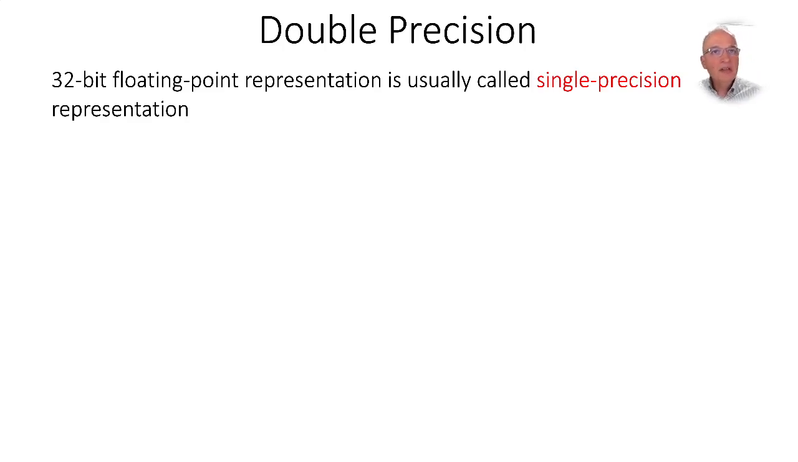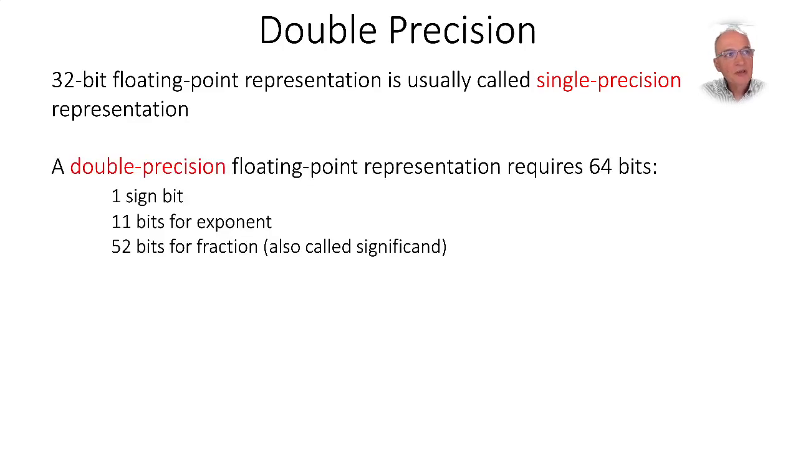And so that was our single precision floating point representation. This is the last slide of this lecture. Here we present the double precision representation. For double precision, the format specifies that I still have 1 bit for the sign. Now I have 11 bits for the exponent, and I have 52 bits for the fraction. The fraction is also called sometimes the significand.